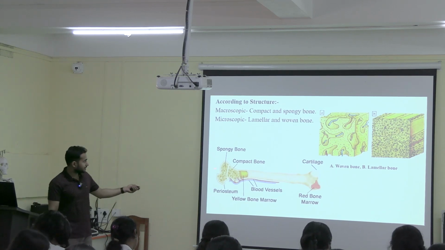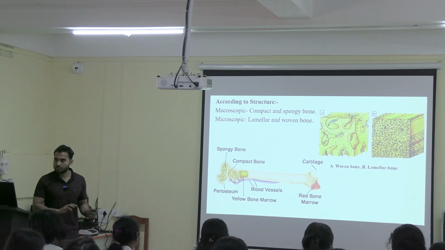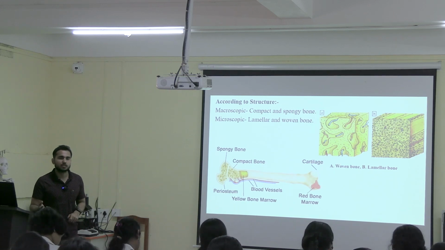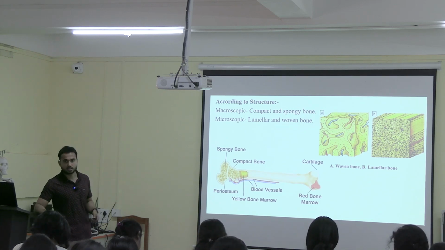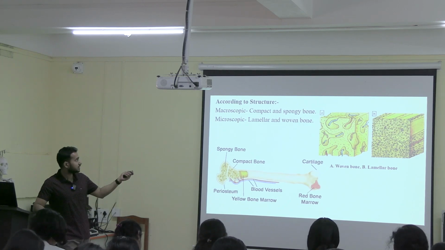So, can anyone tell me which type of bone this is? Long bone. Okay, it is a long bone. So, as I said, we will be taking the example of long bone because it is easy to understand. With the help of the long bone, we will try to understand the macroscopic structure. Now, in macroscopic structure, two parts are there. Can you see? Compact bone and spongy bone.